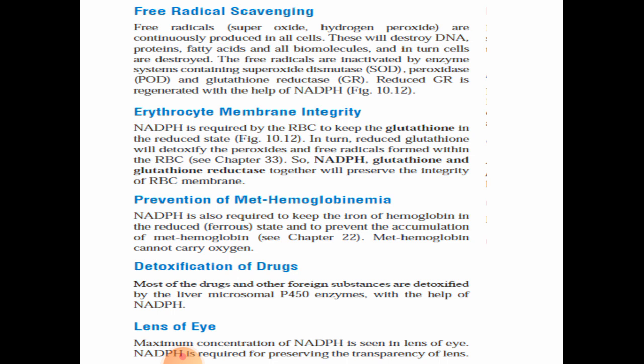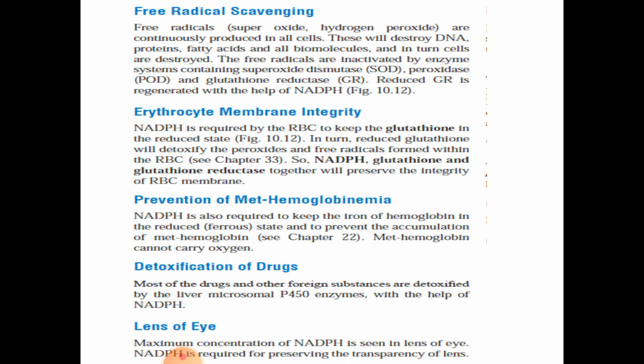Next function is in RBCs, to maintain membrane integrity. NADPH is required by the RBC to keep glutathione in the reduced state, and this reduced glutathione will detoxify the peroxides and free radicals formed within the RBC. So NADPH, glutathione and glutathione reductase together help in preserving the integrity of RBC membranes.